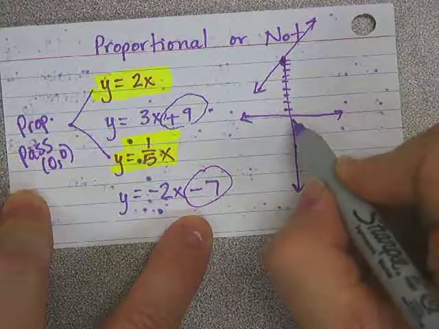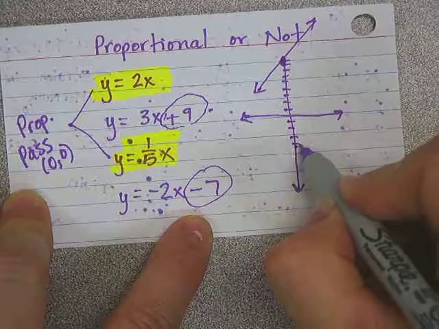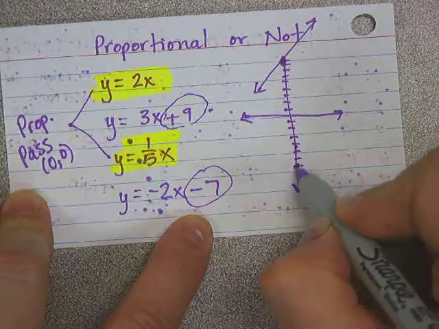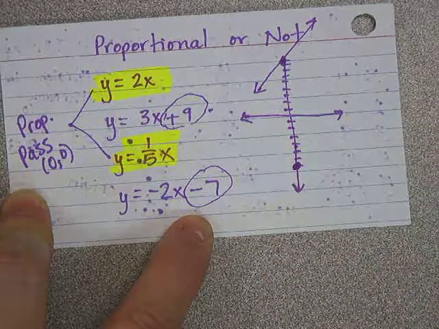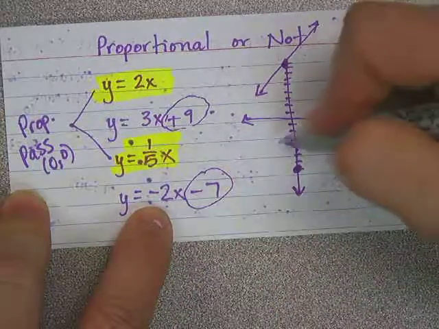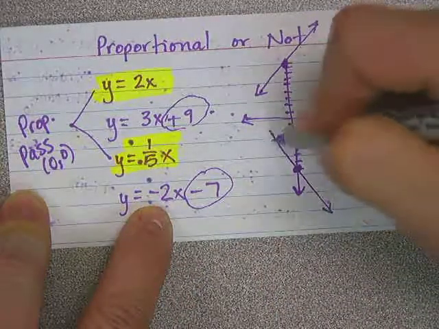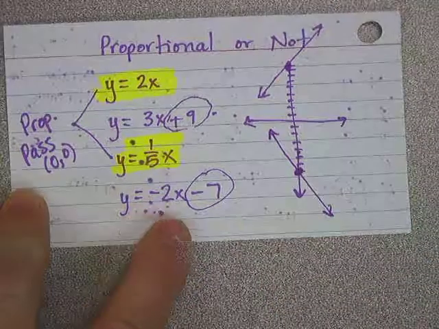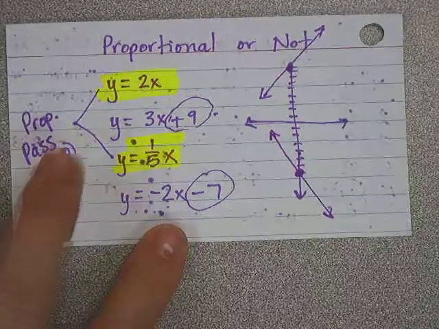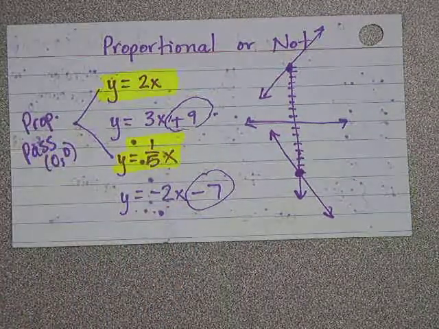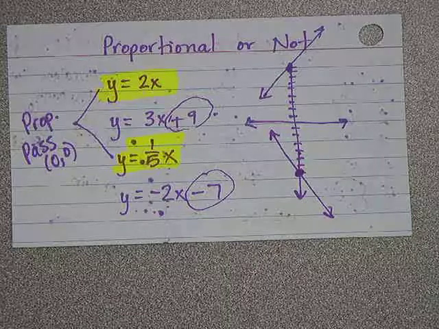This one down here is not proportional because of this minus 7. This means that this line hits 1, 2, 3, 4, 5, 6, 7 at negative 7 on the y-axis. And since that's a negative, it's going to be a downward line, but definitely not through the origin.